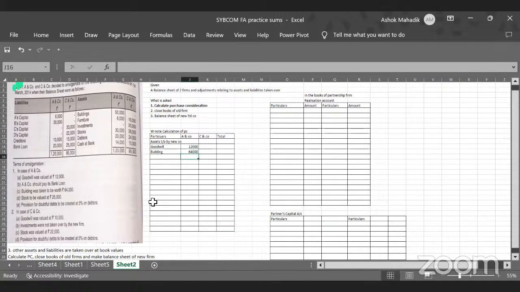Next, stock to be valued at rupees 26,000. So stock is valued at rupees 26,000.